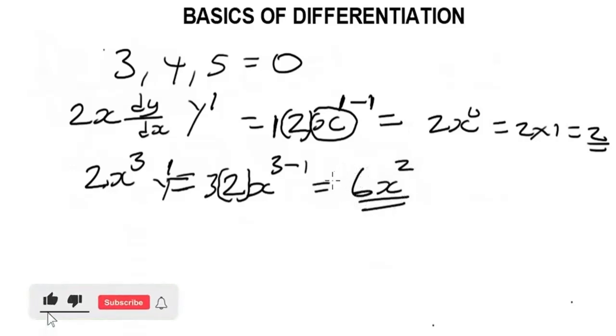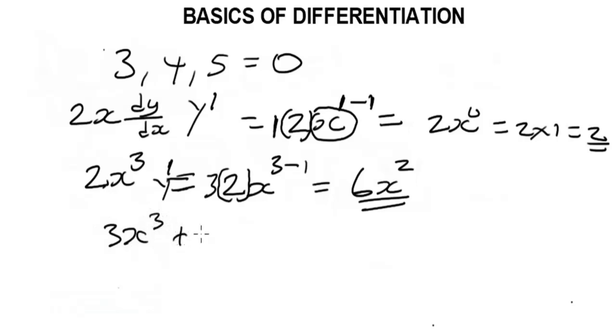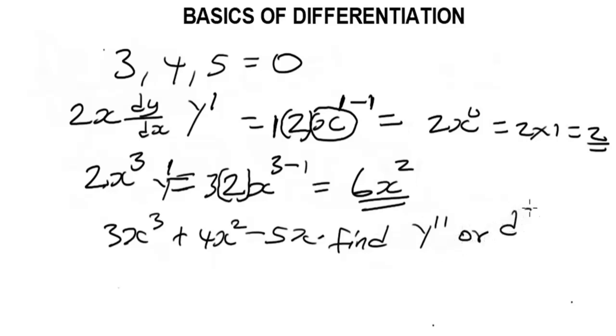So now let's look at another example. Let's say we are given this polynomial: 3x raised to power 3 plus 4x squared minus 5x, and we're asked to find the second derivative, which is y double prime. Now note that in differentiation, another term for second derivative is y double prime, or d2y over dx2. So the three terms mean the same thing.